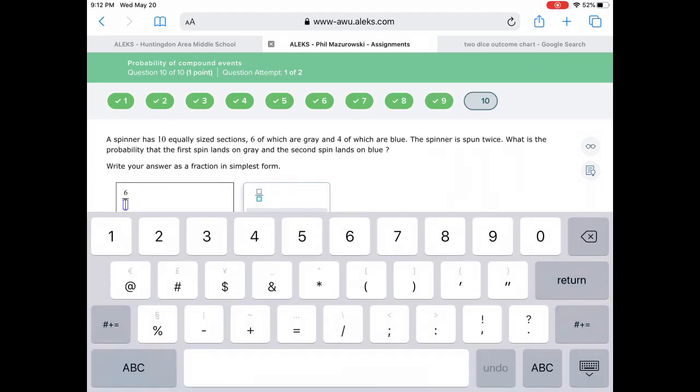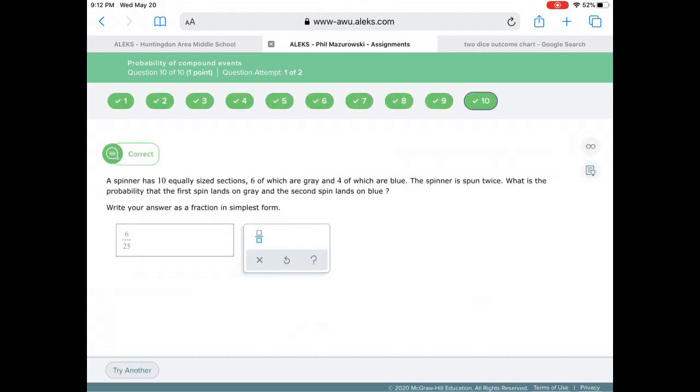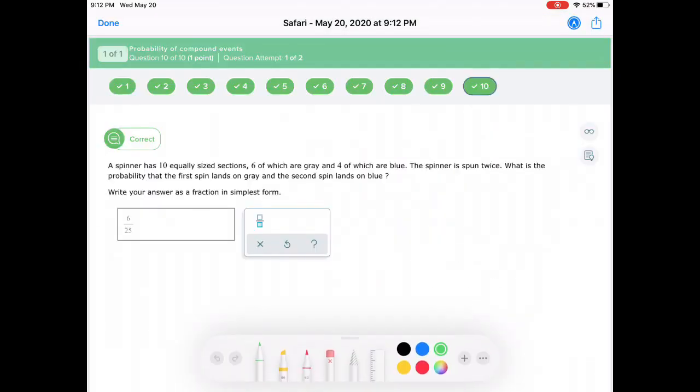So as we've been doing for quite a while now, going through your assignments right here on Alex so you can get an idea of how to do each and every problem. So your assignment is entitled Probability of Compound Events. There are 10 questions on this assignment in Alex, 1 point each for a total of 10 points.